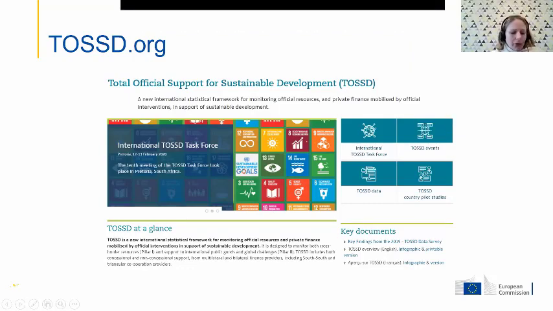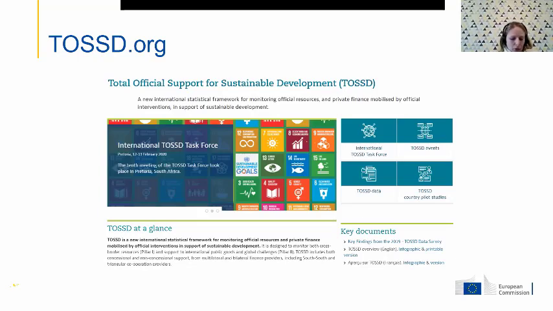Actually, I have two questions. Because you mainly compared the TOSSD to OECD DAC. But I was wondering about a comparison against IATI, because in IATI also, I think a lot of Pillar 2 projects that can go into Pillar 2 of TOSSD can also be reported in IATI. So I was wondering, apart obviously from the visual aspect of TOSSD, which can easily show per SDG what the contributions are, but against IATI, what are the big differences?